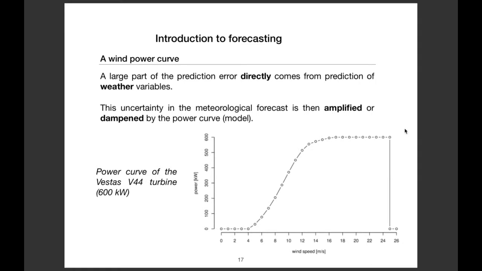And in fact, a large part of the prediction error directly comes from the prediction of the weather variables. Because imagine that your forecast of the wind is 12 meters per second. So if it is 12, it should be this amount of power. So approximately 500 kilowatts. But it is a forecast. But imagine, in fact, the realization is not 12, but 10. If it is 10, it is not 500 kilowatts, it is more like 400 kilowatts. So you make an error of 2 meters per second that results in an error of 100 kilowatts.